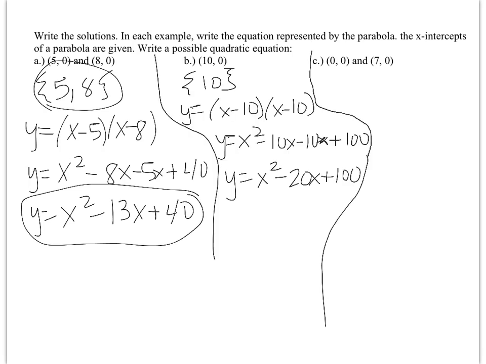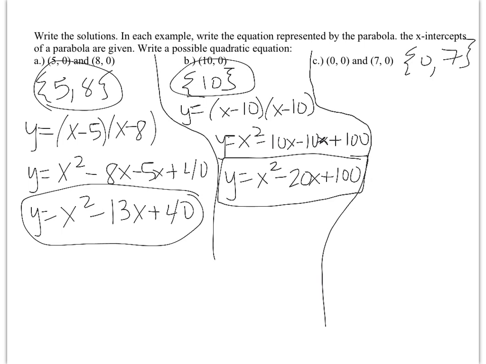All right, again, letter B is one that just has one solution. It's 10, which means that both of your factors were exactly the same. They're both x minus 10. When you do FOIL, you do end up with y equals x squared minus 20x plus 100, and your solution was 10. All right, I haven't done the last one because I wanted to explain the last one. The last one of your x-intercepts is 0, 0, and the other one is 7, which means you do have two x-intercepts. You have two solutions. They are 0 and 7.